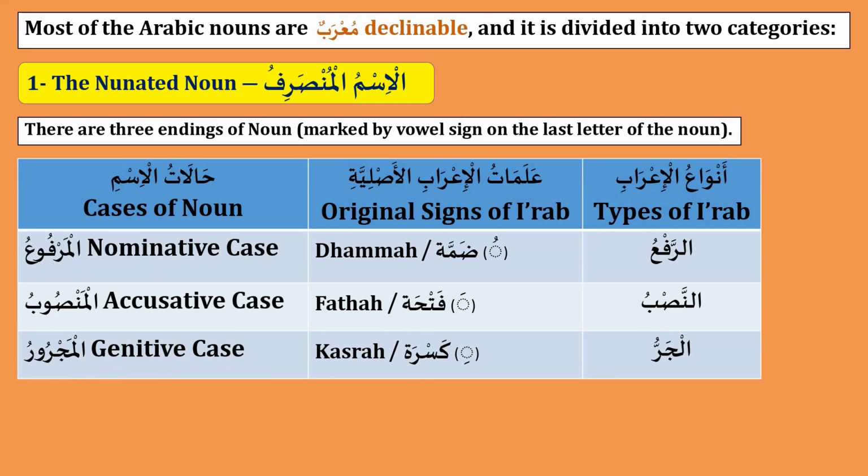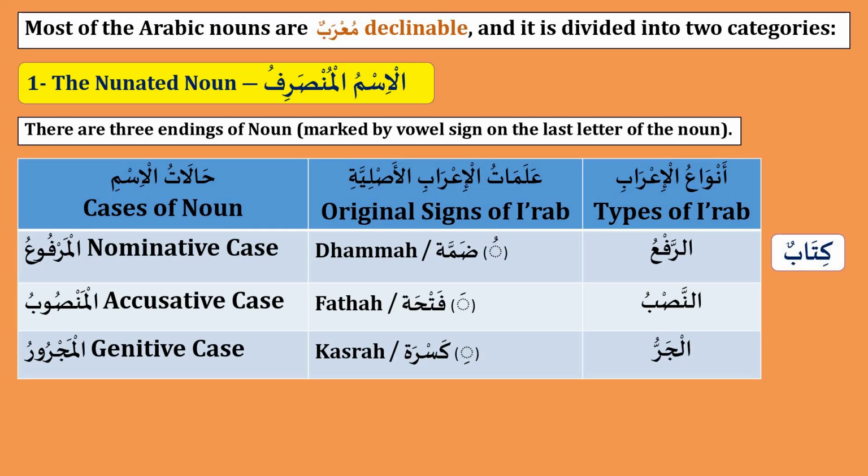The first one, nominative case, the cases of Arabic noun, and its type of i'rab is al-raf'. And the second case is al-mansub, accusative case, and its type of i'rab is al-nasb. And the third case is al-majrur, genitive case, and its type of i'rab is al-jar.